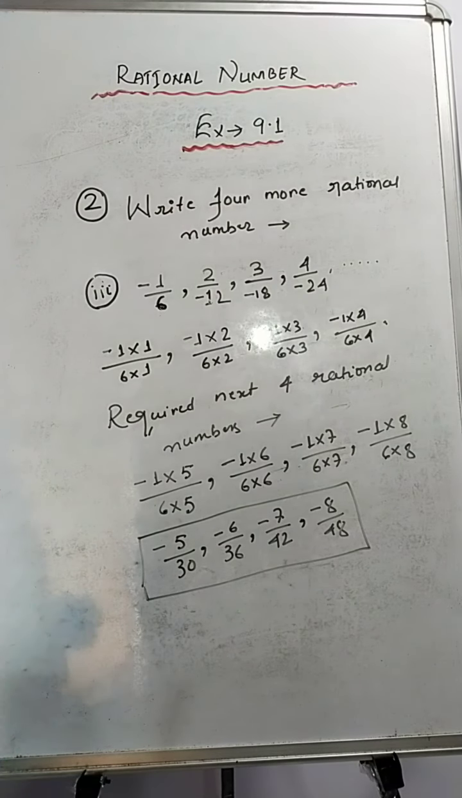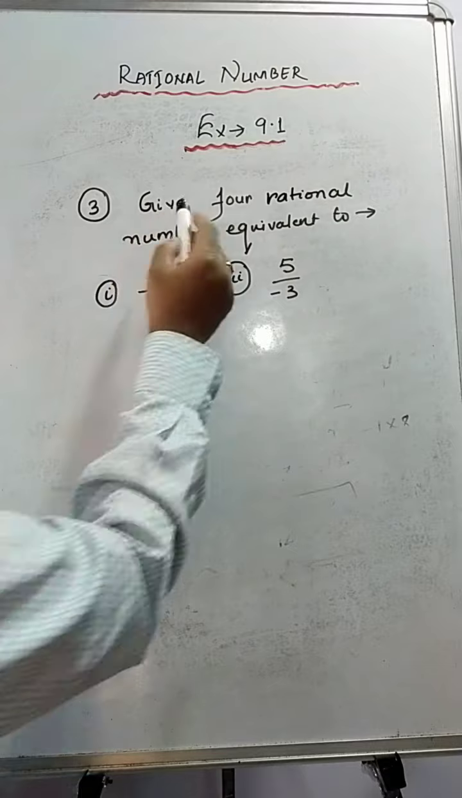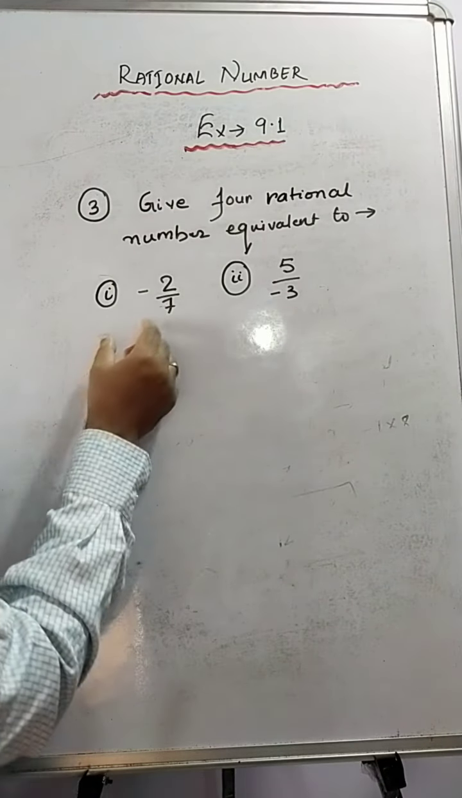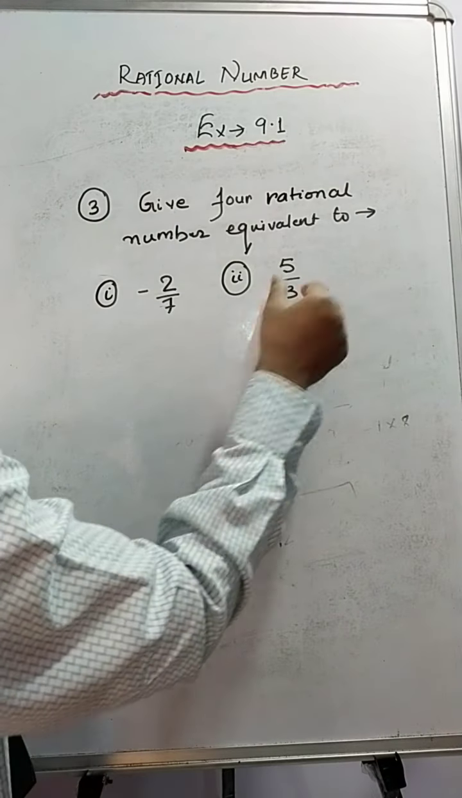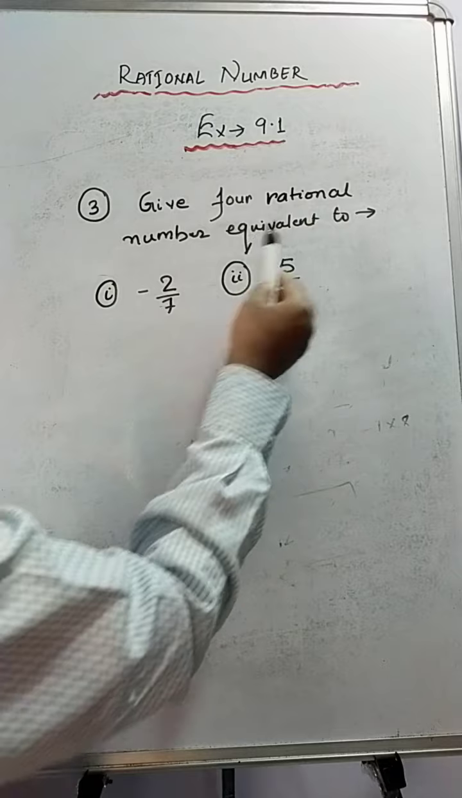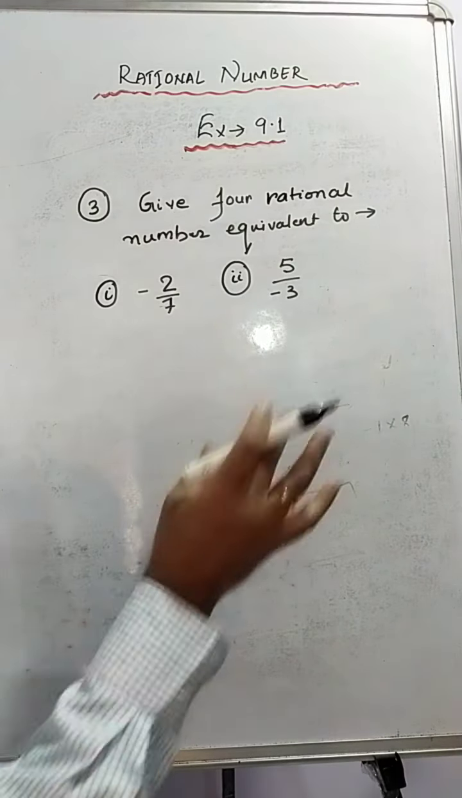Okay, students. Now let's move on to question number 3. We have: give 4 rational numbers equivalent to the 3 sums given. So today I will explain only 2 sums. The sum number 3 would be your homework. These are very easy. Now what is the equivalent? Equivalent means, let me just give you one example.